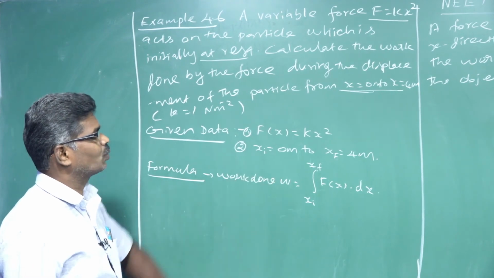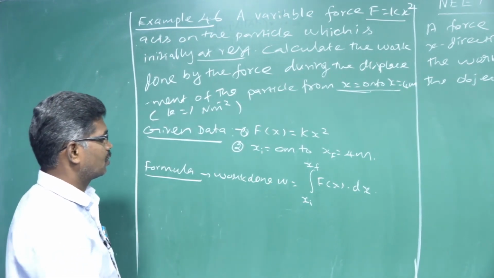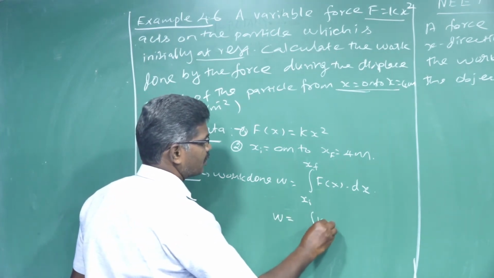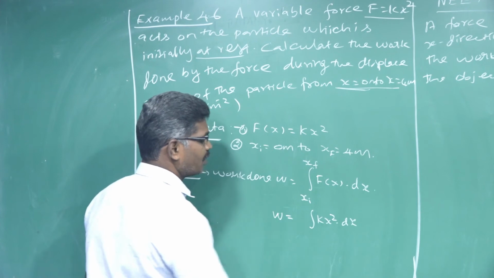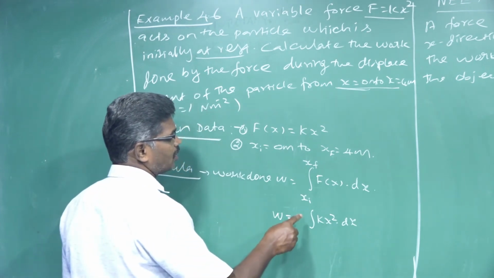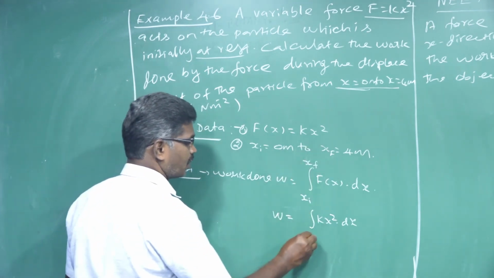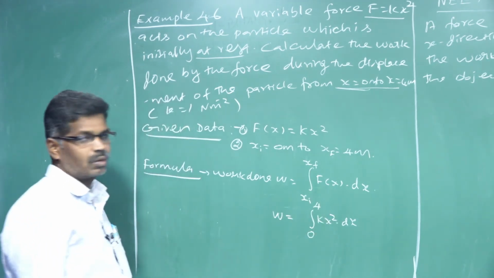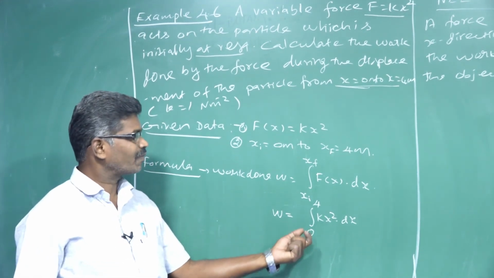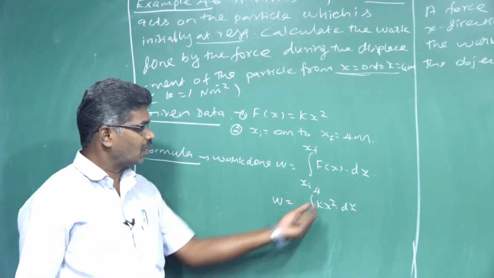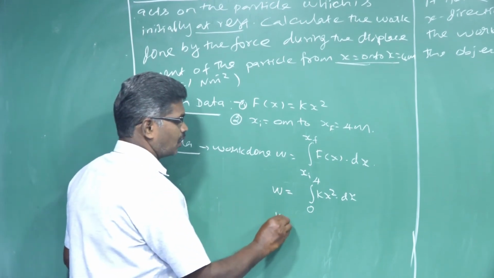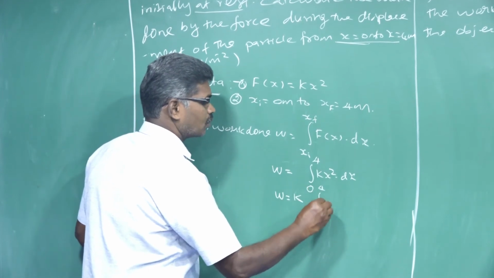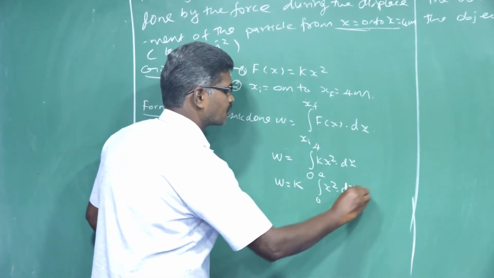So now we are going to substitute the value for that force. W is equal to integral kx squared into dx. We have a limitation also. That limitation is 0 meter to 4 meter. That's why the lower limit is 0, the upper limit is 4. In our expression, k is a constant. That constant we want to take out. W is equal to k into integral 0 to 4 x squared into dx.